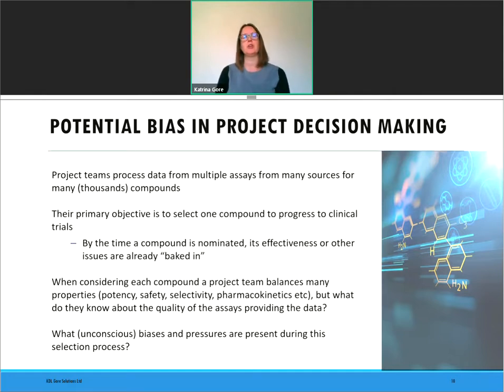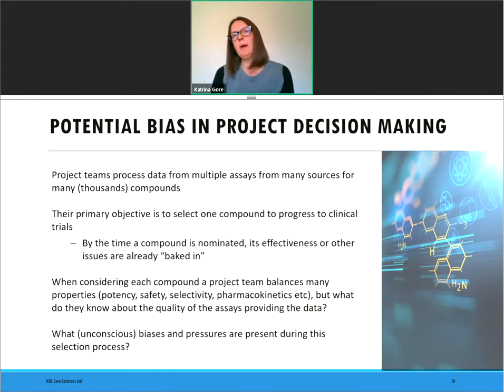Within the pharmaceutical industry, you have teams processing data from multiple assays coming from many sources, internal and external, and they're doing it for potentially thousands of compounds. Their primary objective is to select just one compound to progress into clinical trials. And by the time they select and nominate that candidate for clinical trials, its effectiveness or other issues such as safety are already baked in. You can explore them and see what you can do to change them, but there isn't a lot you can do to change the fundamental nature of that molecule you've selected.